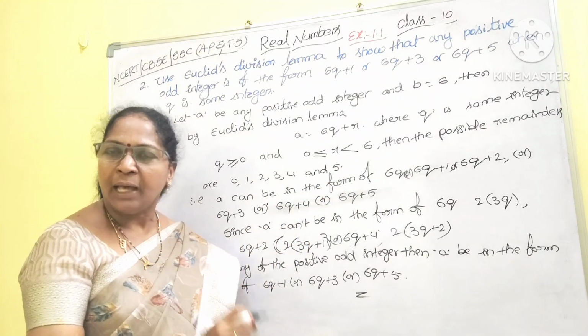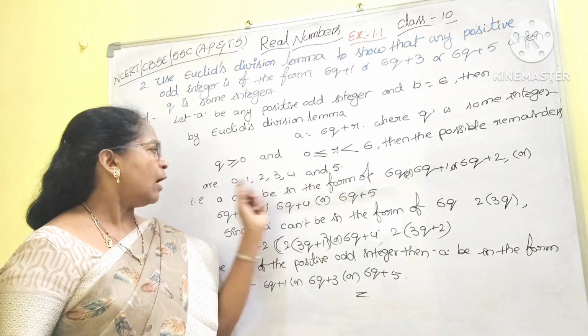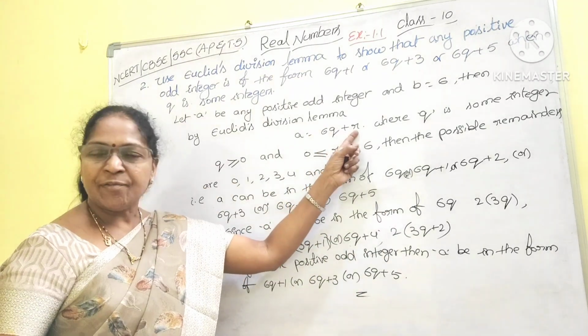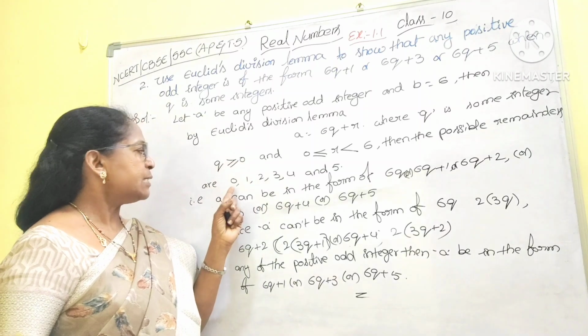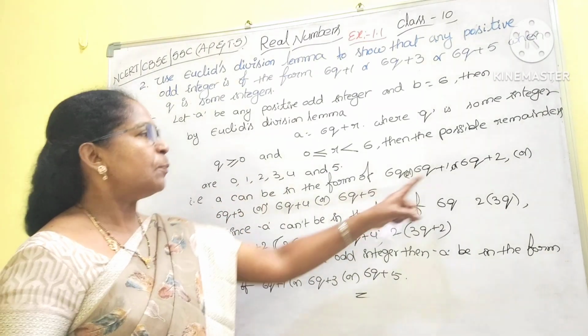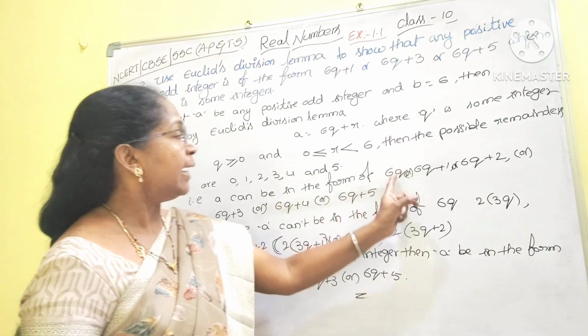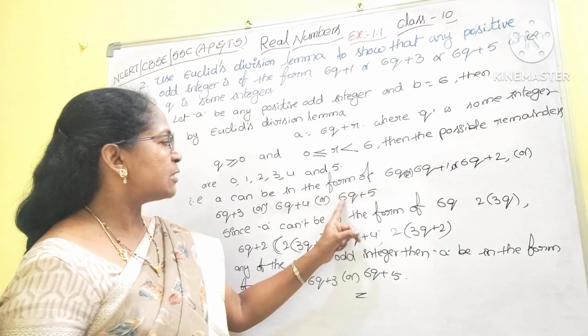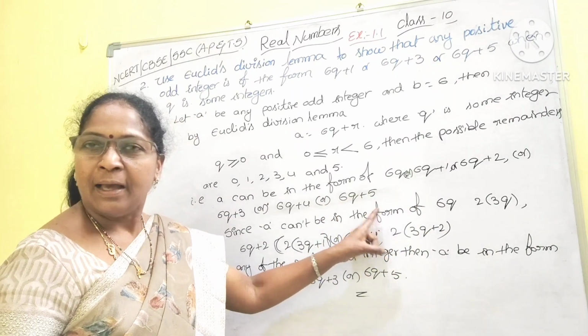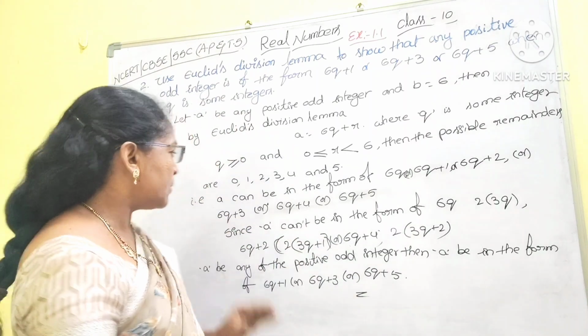Whenever you get the remainders, A can be in the form of, one by one you have to substitute in this equation. If R equals 0, then 6q plus 0, 6q. If R equals 1, 6q plus 1. If R equals 2, 6q plus 2. Like that you will get 6q up to 6q plus 5. Till now that is the same. Next, what is the procedure here?